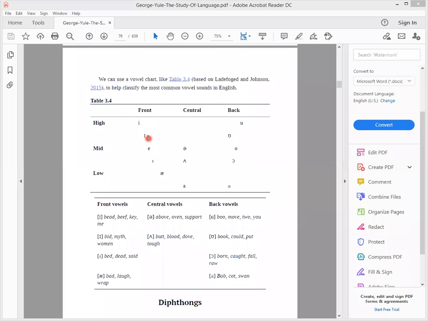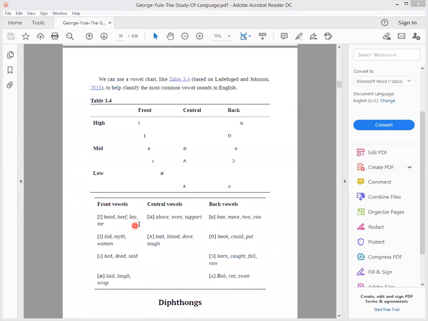The next sound is also a front vowel. For example, it will be a little short, as in bid, myth, woman. Now we have a comparison of both: bead, bid, beef, myth, he, woman.